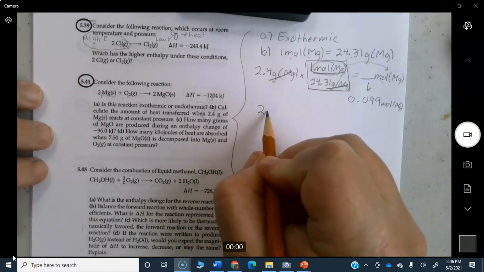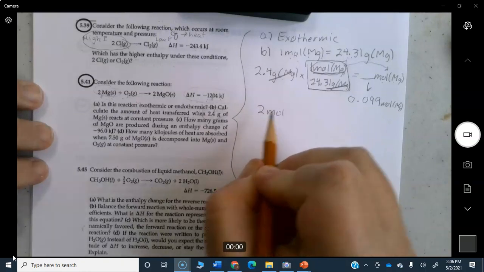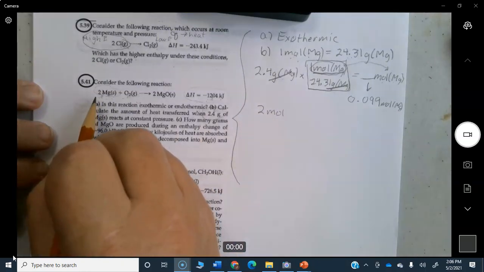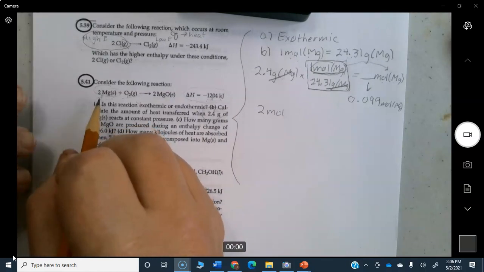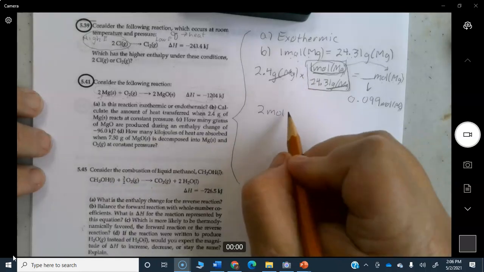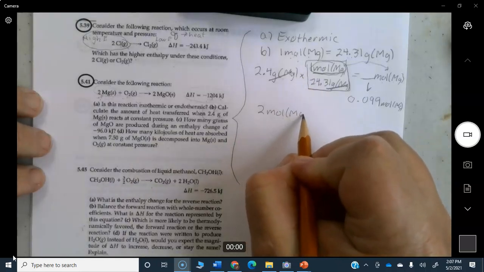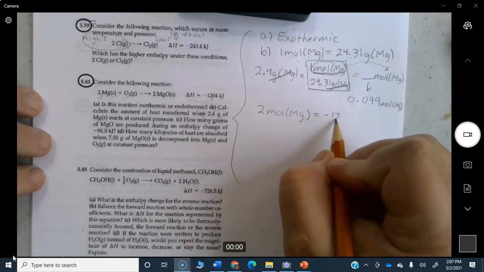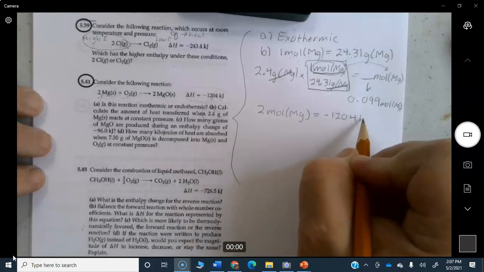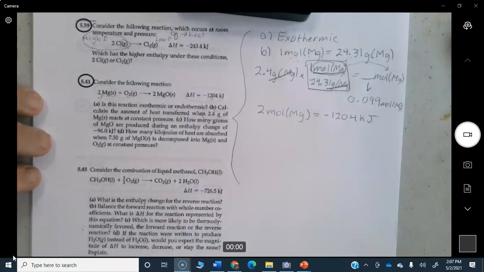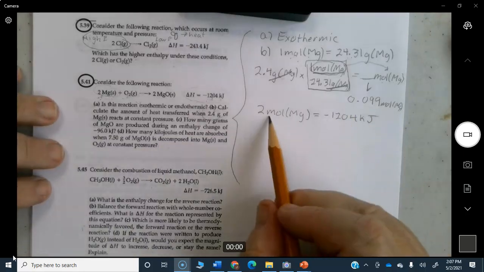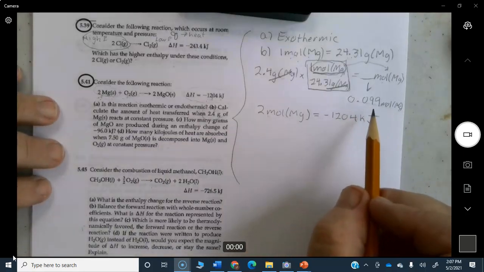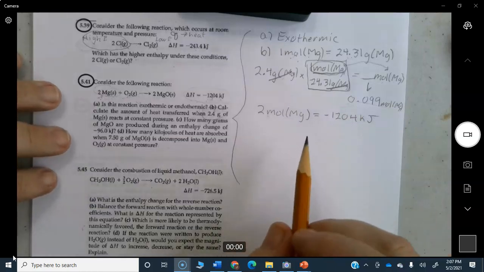Again, this number can either represent atoms or it can represent moles. Well, we deal with moles because they're big enough for us to actually see with our eyes and weigh on a scale. So 2 moles of magnesium equals negative 1,204 kilojoules. But we don't have 2 moles, we have this many moles. So we need to make a conversion. It's basically like setting up a proportion.